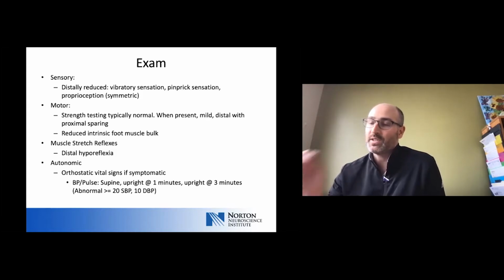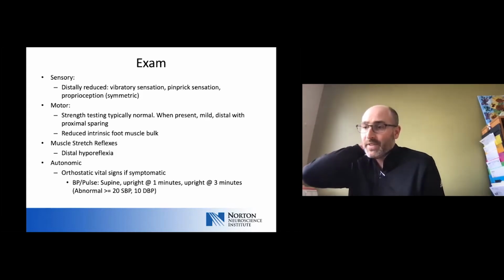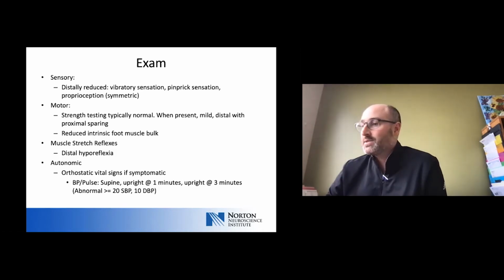So the motor findings would tend to be pretty mild. The vast majority of the time, strength testing in these distal symmetric polyneuropathies is going to show normal strength throughout. And more often than not, the clue for me that there's motor involvement is going to be some reduced bulk of musculature of the feet. They basically just look a bit thin. Reflexes are often lost at the Achilles, but tend to remain intact in the upper extremities. It's a length-dependent process.